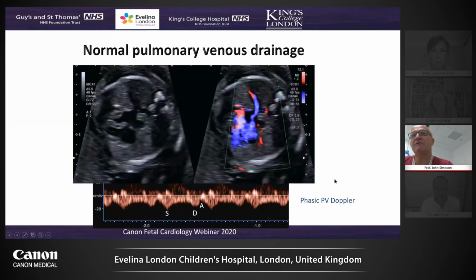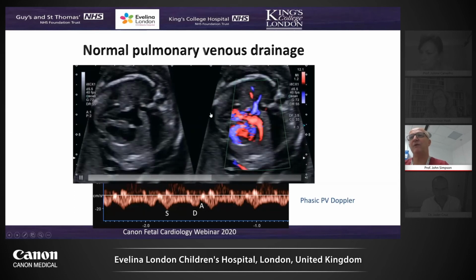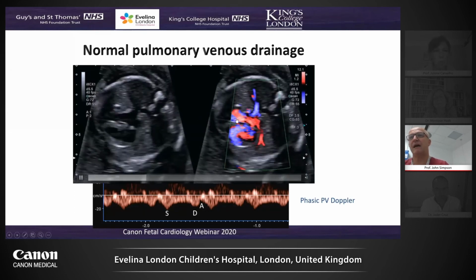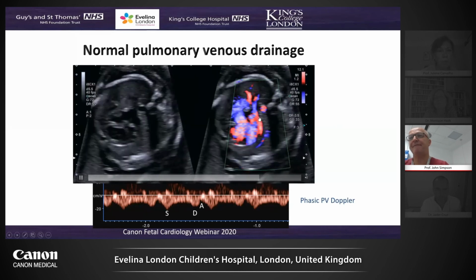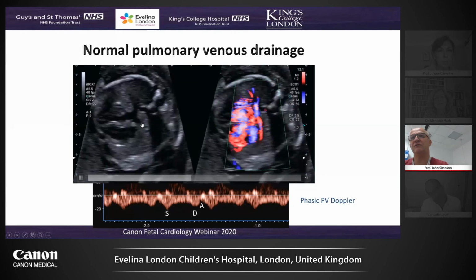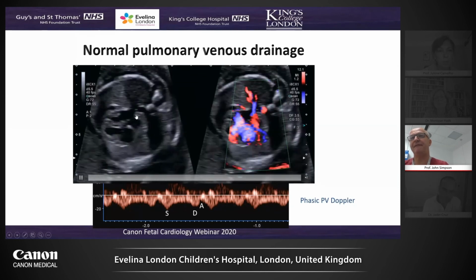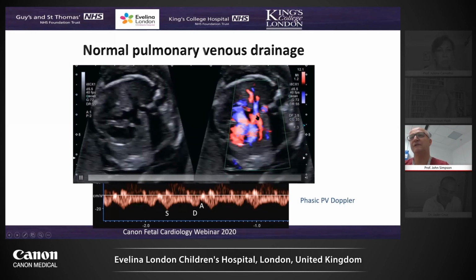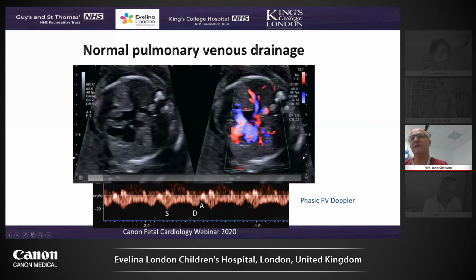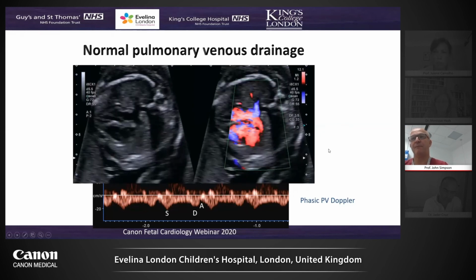I know I'm moving around a lot, but next I'm going to look at pulmonary venous drainage, and I really want you to focus on looking here at the normal pulmonary venous drainage. You see veins from the left and the right draining to the left atrium. And really importantly, you can see that the left atrium is right up against the descending aorta. There's no real space there. And if you Doppler this, you'll see the normal phasic flow pattern of the pulmonary veins.